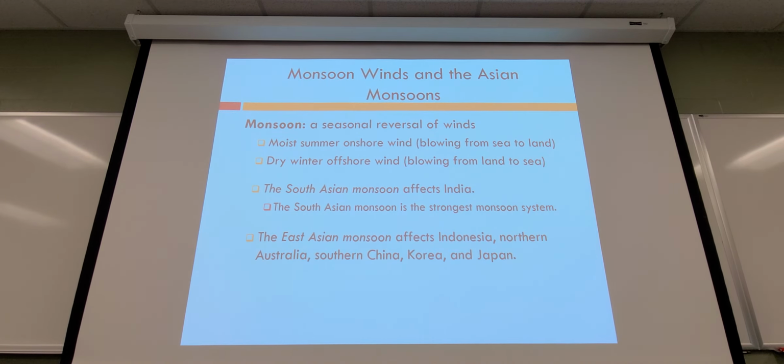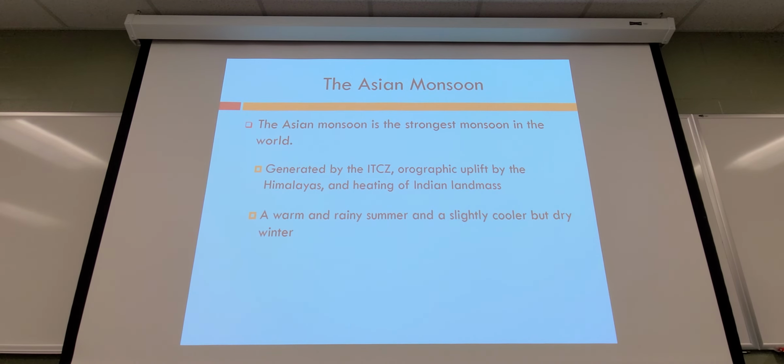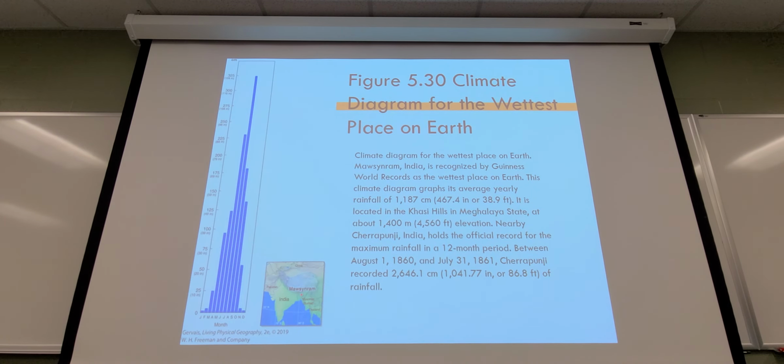Let's see, this talks about the monsoon again. I feel like I explained the monsoon relatively well. A diagram from the book of how much rain can sometimes happen during the monsoon. I don't know if people have been watching about the rains in California these days.